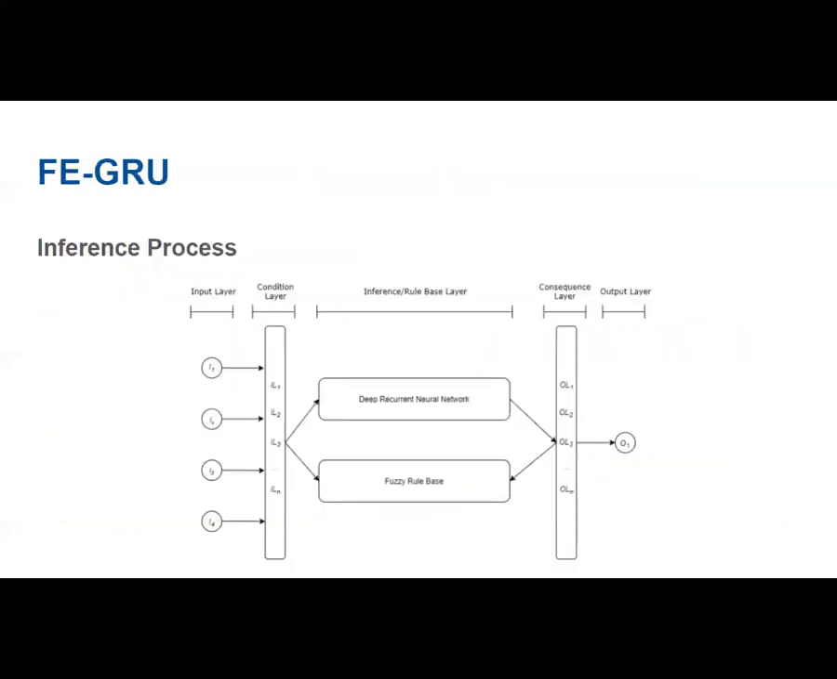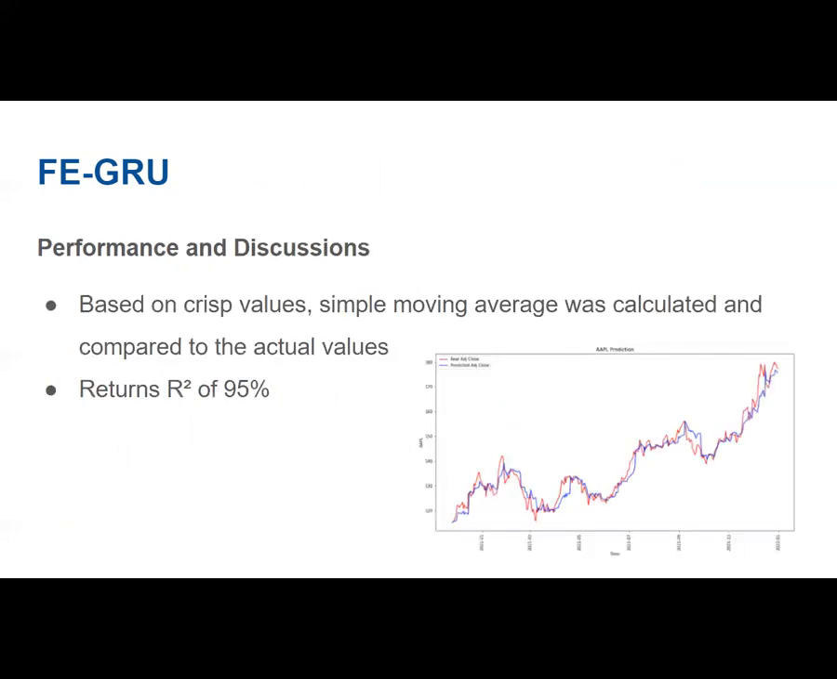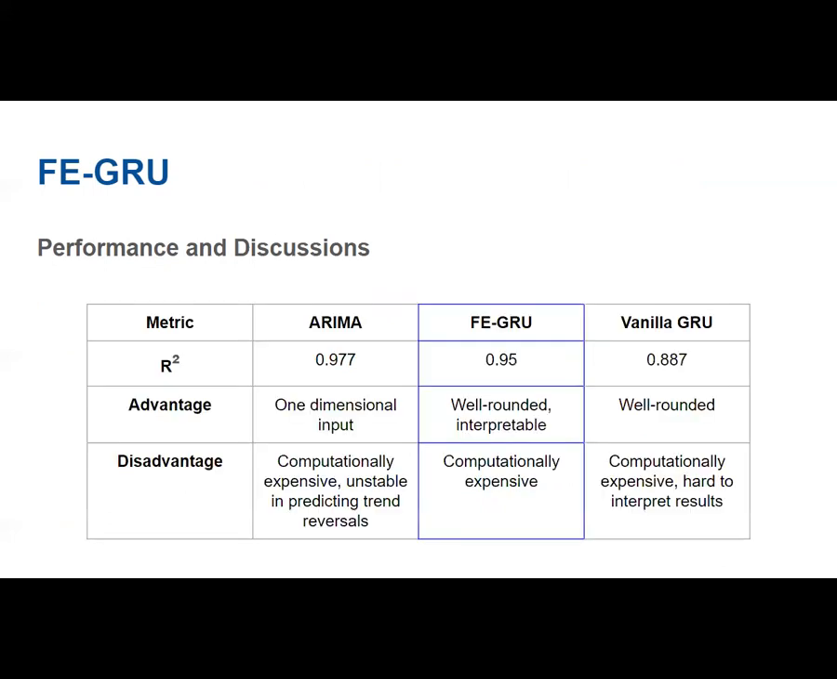Moving on to the proposed FE-GRU architecture, it is implemented in a 5-layer architecture, including the input layer, condition layer, inference layer, consequence layer, and the output layer. The performance of the proposed FE-GRU architecture returns an R-square of 95%. Comparing all 3 models, it can be seen that the FE-GRU may not be the best in terms of R-square result. However, it is definitely more well-rounded and interpretable as compared to the ARIMA and vanilla GRU.